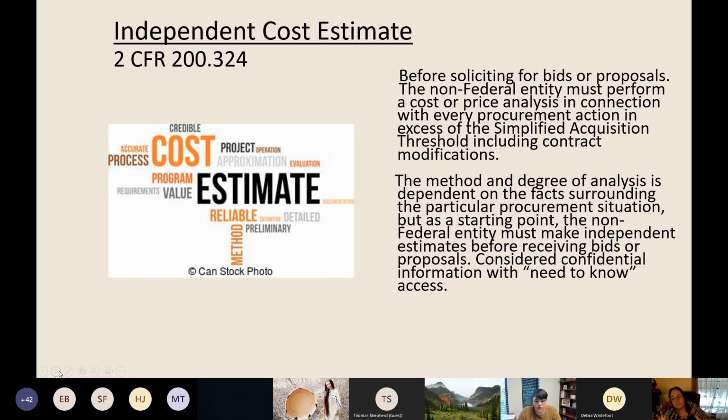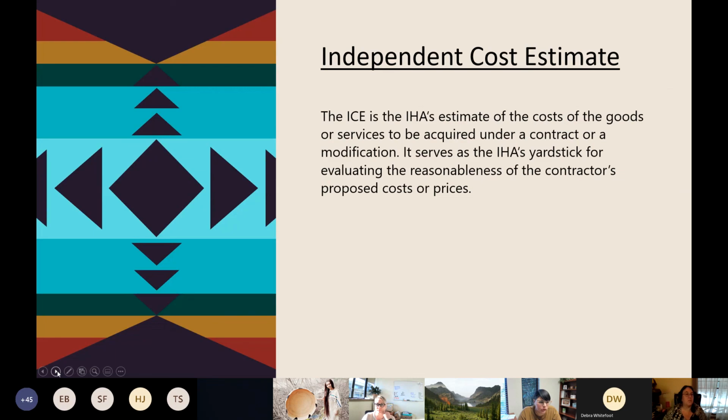The method and the degree of analysis is dependent upon the facts surrounding the particular procurement situation. But as a starting point, the non-federal entity has to make independent estimates before receiving bids or proposals, considered confidential information with need-to-know access. That's one of those protected things.